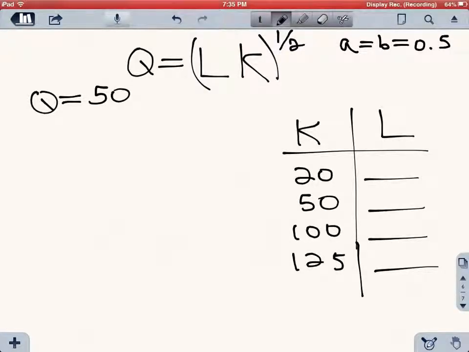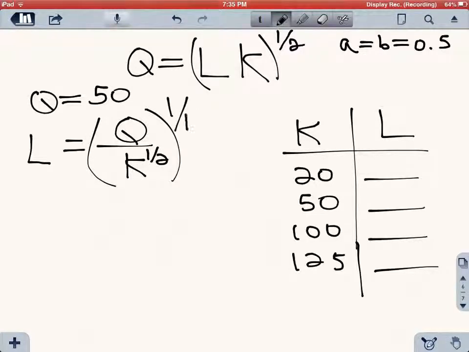All right, so if you want to solve for the values of L given different values of K, the first thing you probably want to do is to solve this equation for L, right? So you have L, it's going to be equal to Q divided by K, which is raised to the 1/2. And all of this is going to be raised to 1/2 if you want to simplify this equation for L.